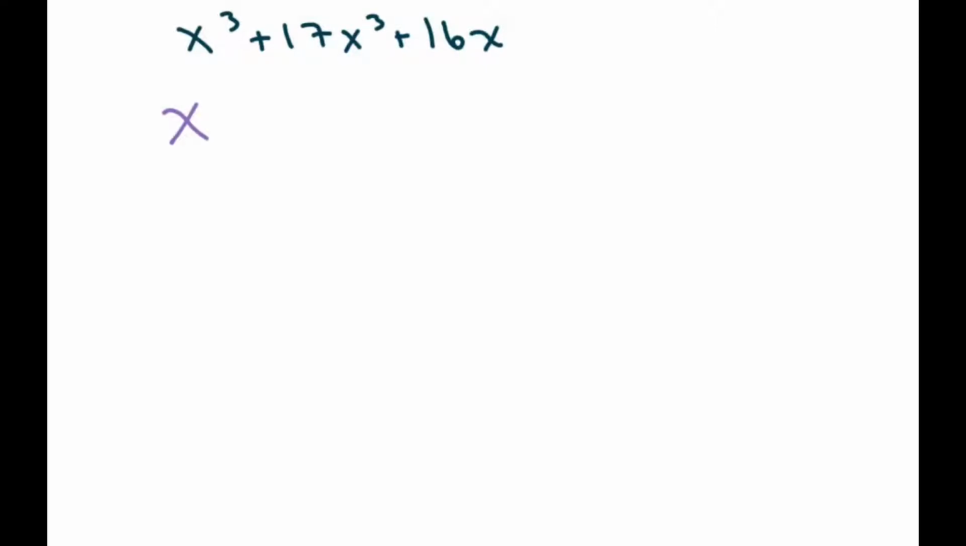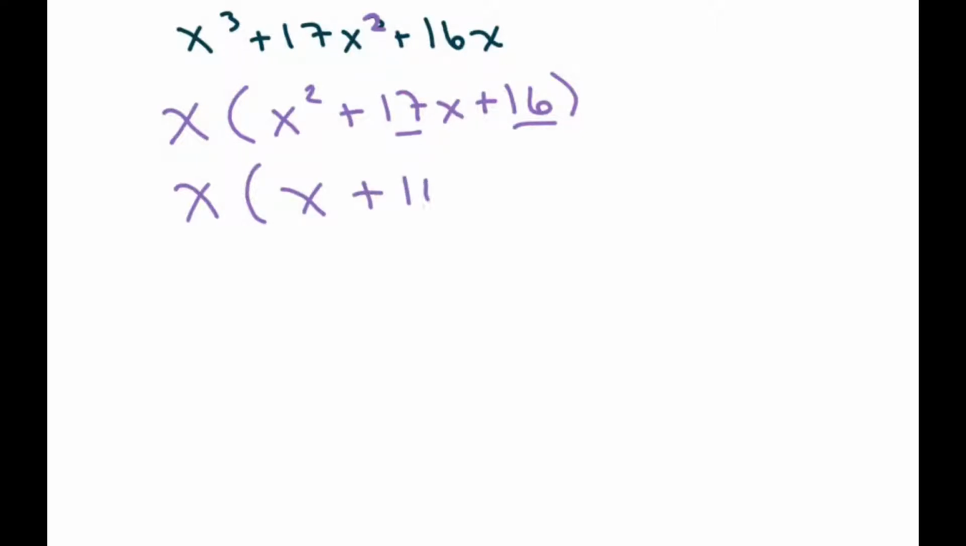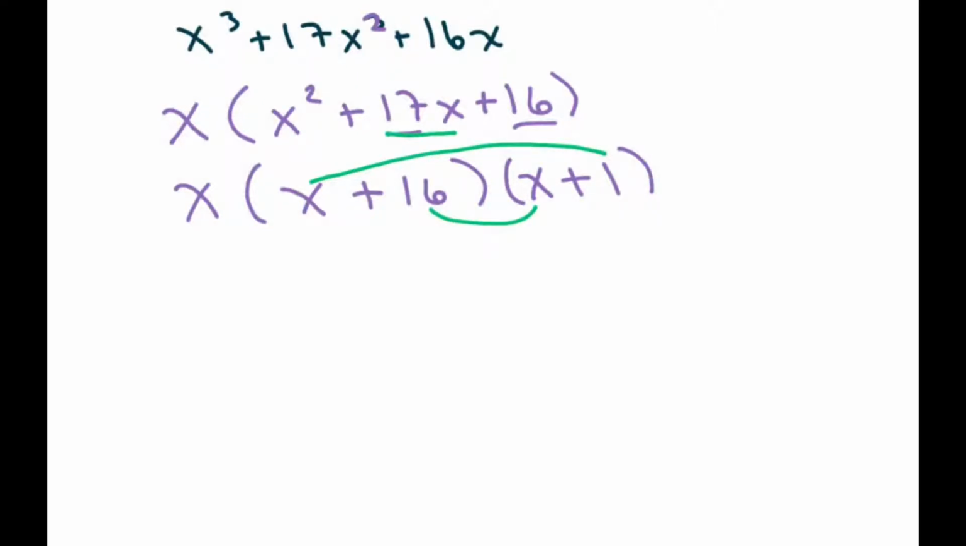have a common factor of x. This should have been squared. So we have x, and then we get x squared plus 17x plus 16. And when you see the difference of 1 here, basically, you're just going to put plus 16 and then plus 1. Or you could put the plus 1 first. And then just take a look. This is 1x plus 16x, which gives you the 17x. So that's your final answer.